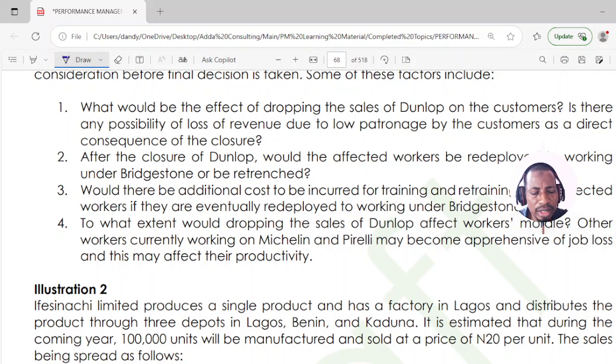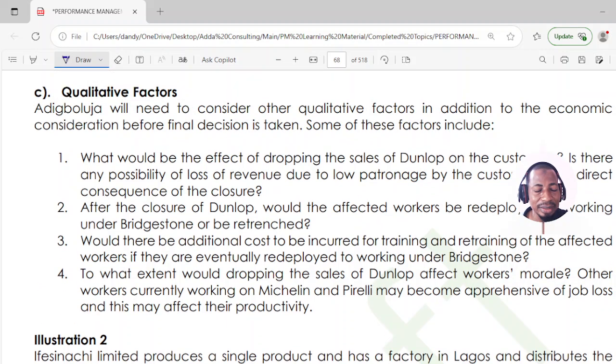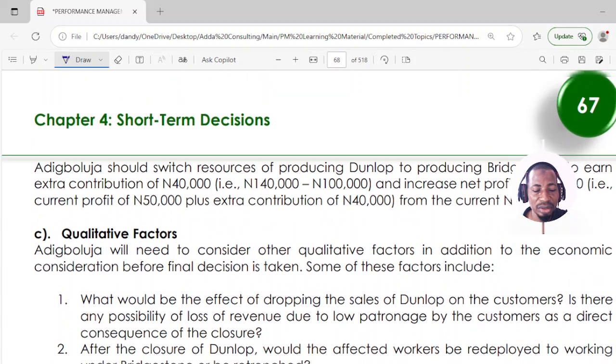That's number four. Then number five, how would Adigboluja manage any negativity that may arise as a result of closing down or dropping the sale of Dunlop? This is because there may be litigation or unionism as a result of closing down or dropping the sale of Dunlop. So these are some of the factors that you need to take into consideration. I've given you five. So that is that, and that's the end of the question.